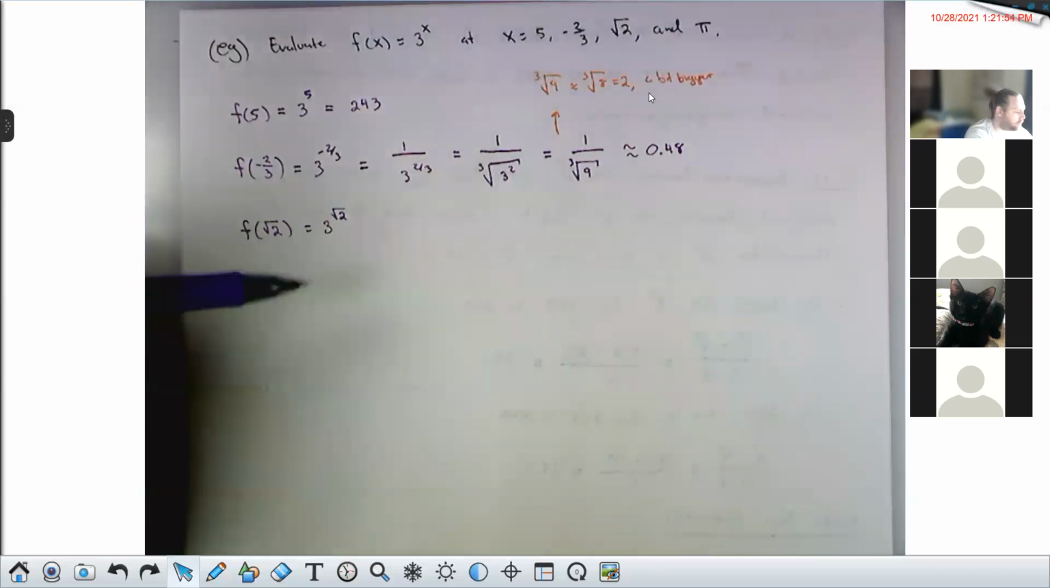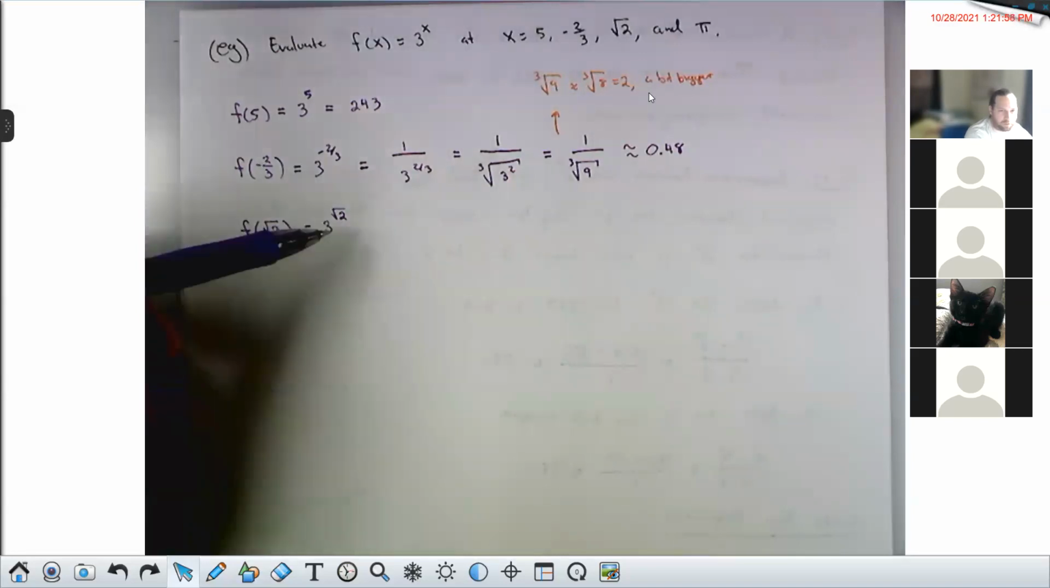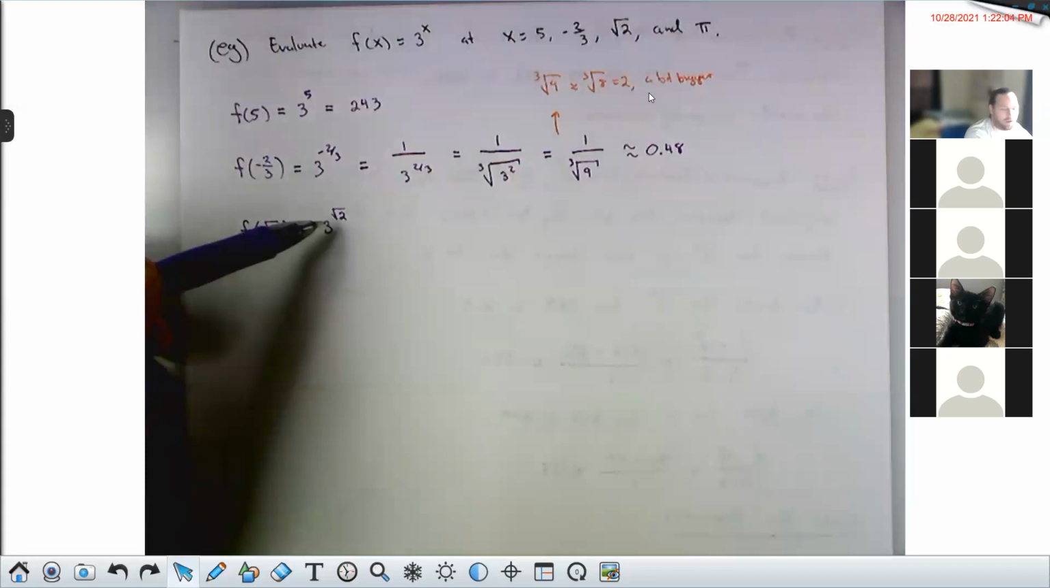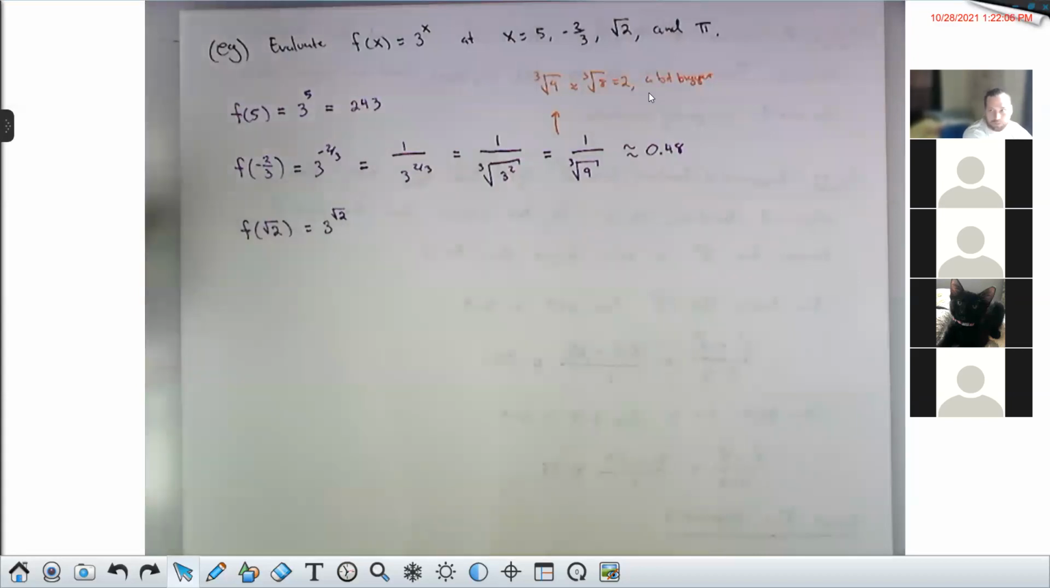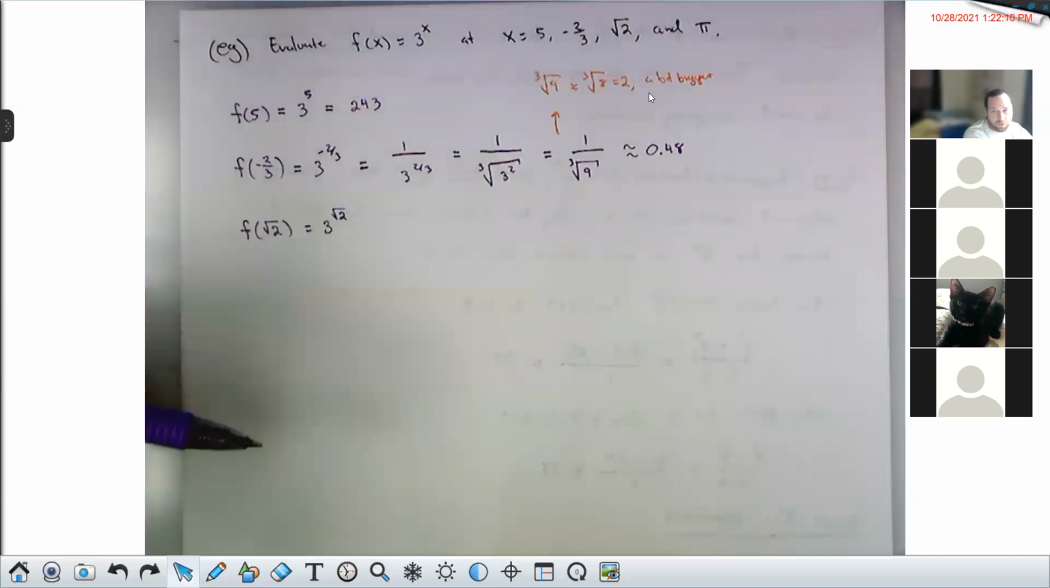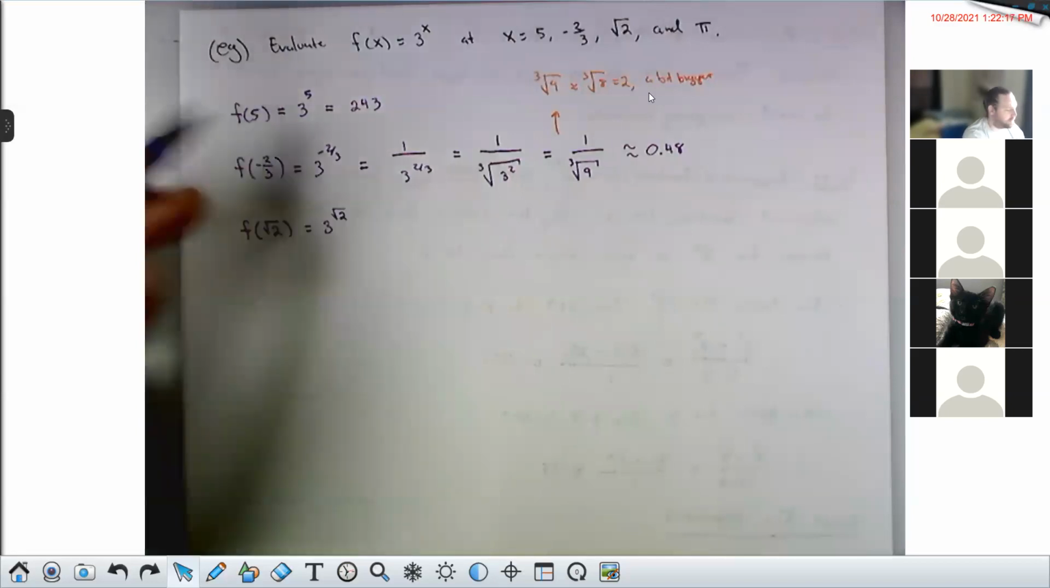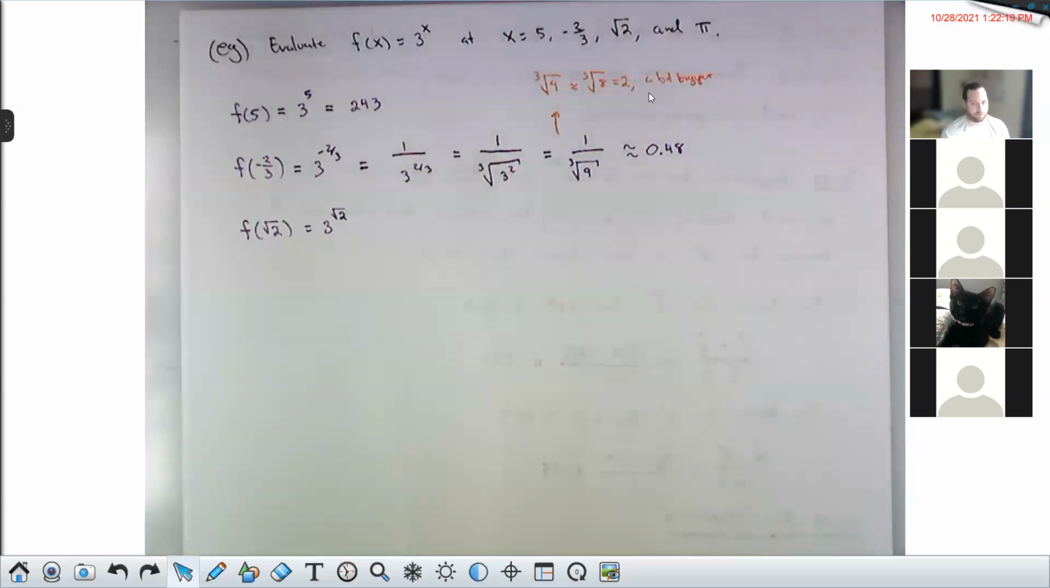Now, I do know that root 2 is about 1.4. So I know this should be about 3 raised to the 1.4 power, but I don't know what that is right off. It's going to be bigger than 3 to the 1 and smaller than 3 to the 2. So bigger than 3, smaller than 9. 1.4 is a little closer to 1 than it is to 2, so maybe a little bit closer to 3 than it is to 9, but that's as good as I can say without using some tools.